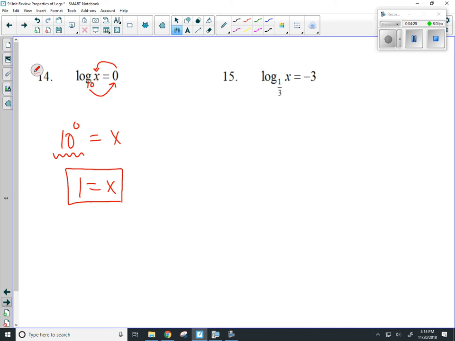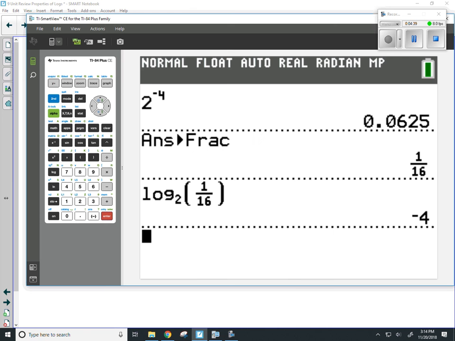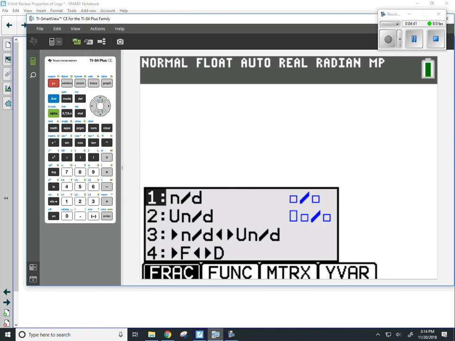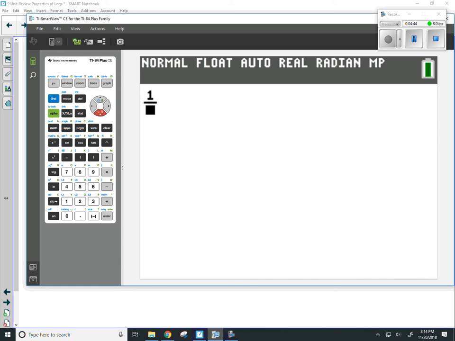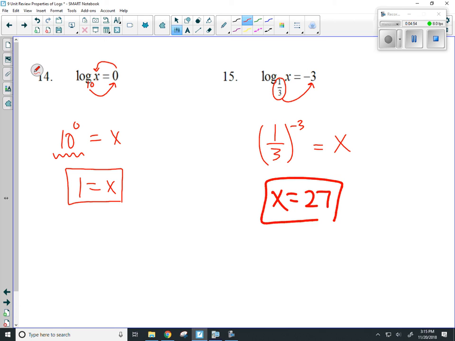And then 15, base, exponent is equal to x. You can do this one by hand if you like, or if you want to use your calculator, give yourself fancy fraction, 1/3 raised to the -3rd should spit out 27. So x on number 15 is simply 27.